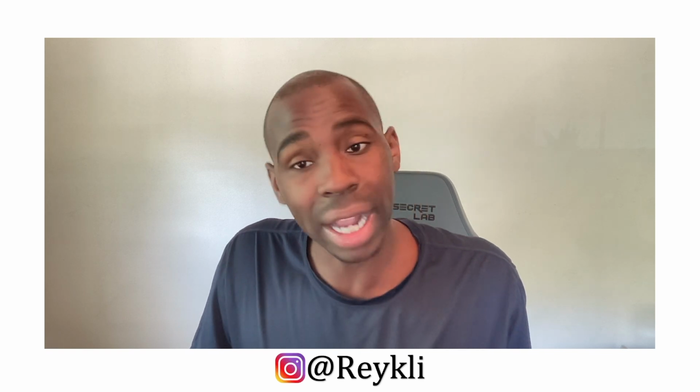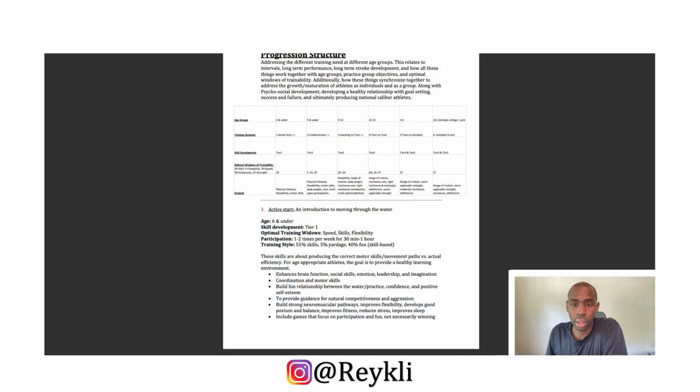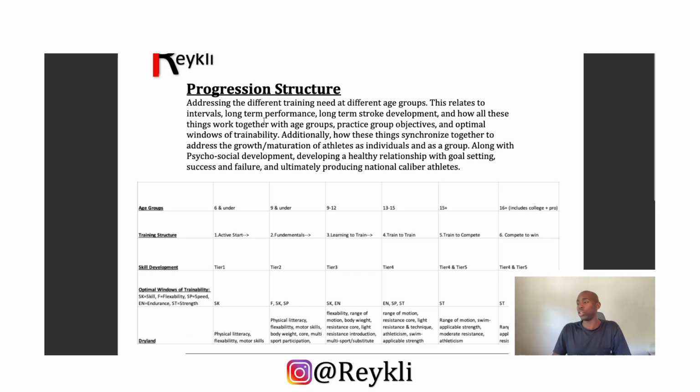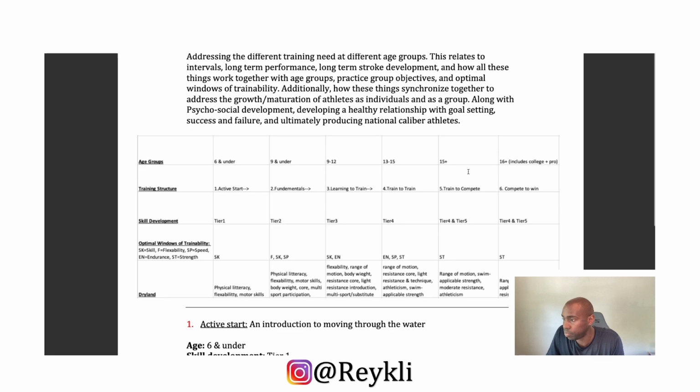All right. So I can't remember what diagram I got this from, but maybe I don't know where it's from. Anyway, so this is Reykli Original. So this stuff is definitely going to be in our course. So you're going to get a little sneak peek right here. But you can see here, right, addressing the different training need at different age groups. This relates to all intervals, long-term performance, long-term stroke development, how all these things work together with age groups, practice group objectives, and optimal windows of trainability. Additionally, how these things synchronize together to address the growth maturation of athletes.